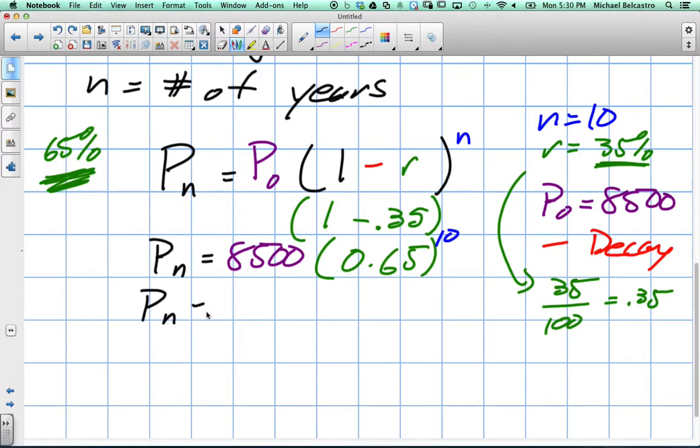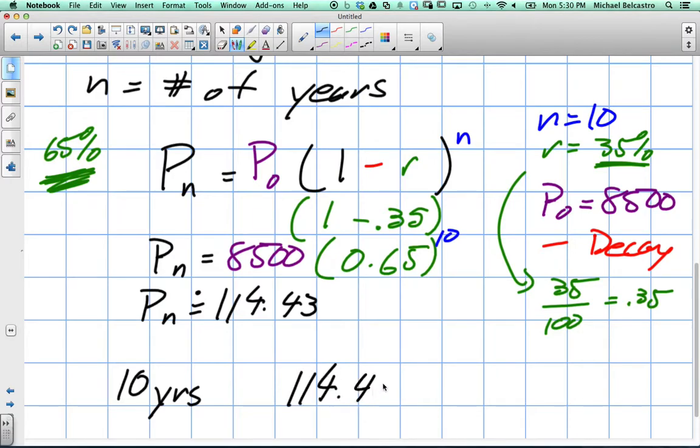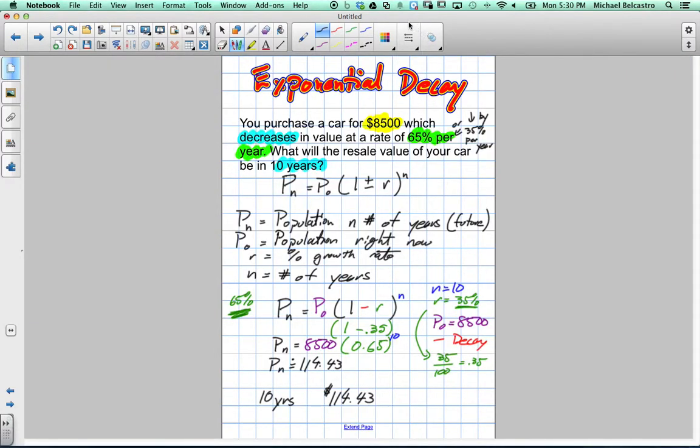So P_N is equal to $114.43 approximately. So in 10 years, if you were to sell the car, you get a very small amount of money, $114, compared to the $8,500 you spent when you originally bought it. And that's how it decayed.